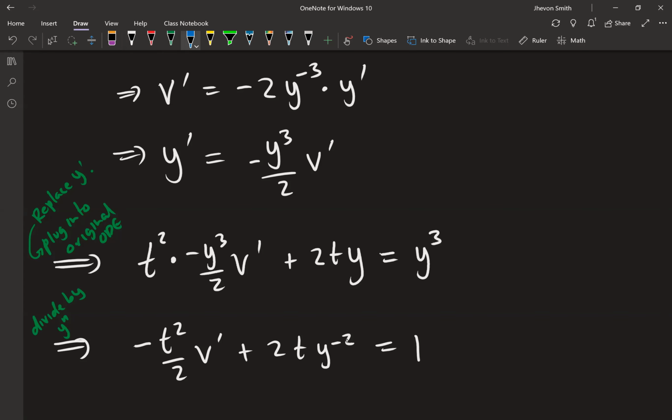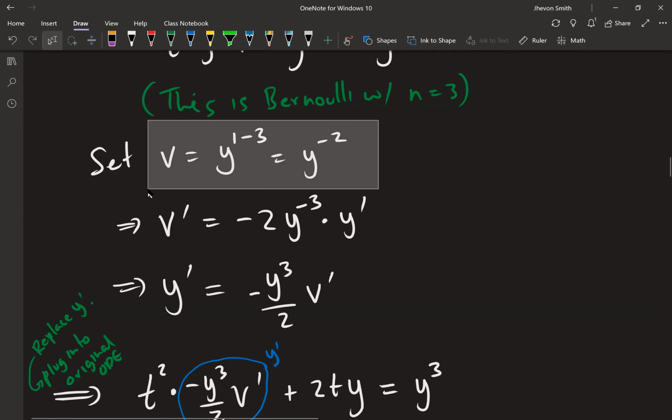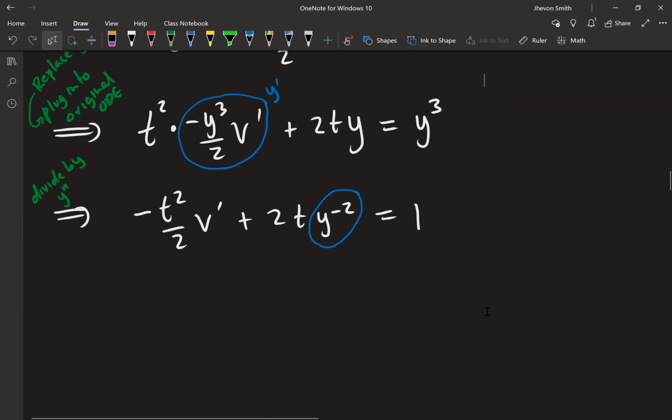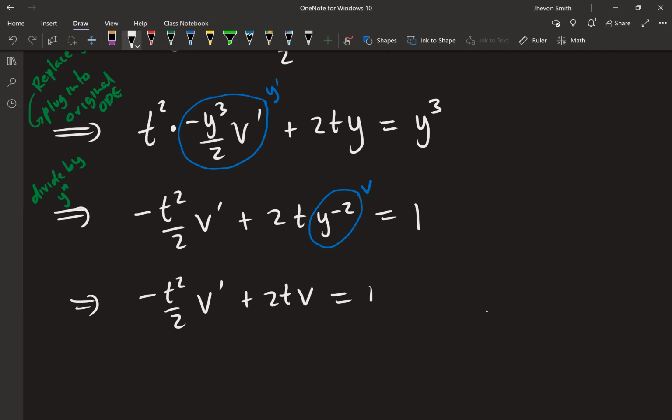So this guy here was your y prime. Notice what this guy here is: y to the minus 2. Well, that is what we said v was in the original situation. So this here is v. And now I can actually rewrite this again. So this is minus t squared over 2 v prime plus 2tv equals 1. And look at that, we now have a first order equation.